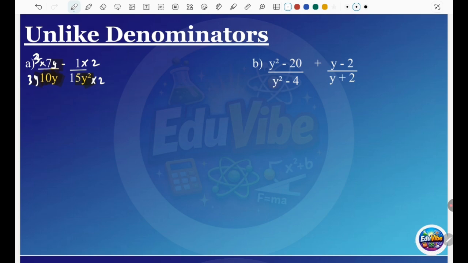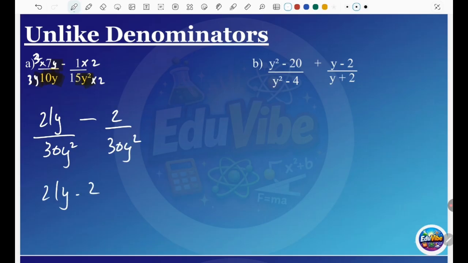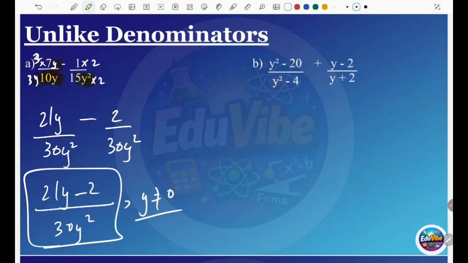Now, 3 multiplied by 7 multiplied by y gives you 21y divided by 30y square, minus 1 times 2 is 2, again over 30y square. Now you get the same denominators, so you can collect them all. And your non-replaceable value is y not equal to 0 in that case.